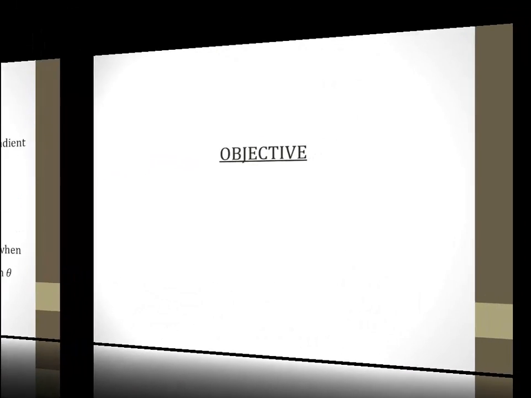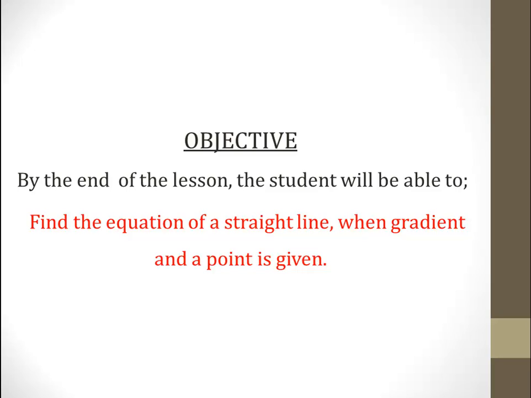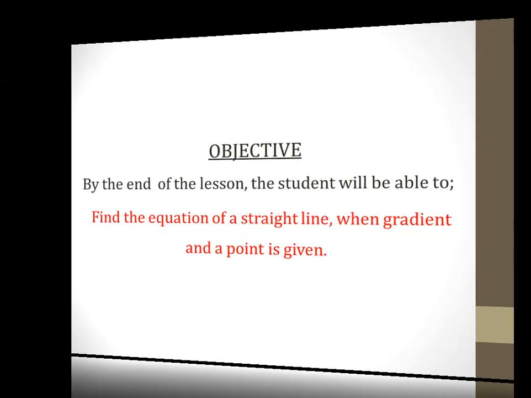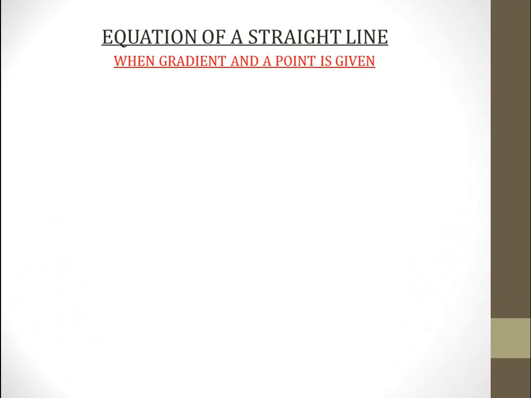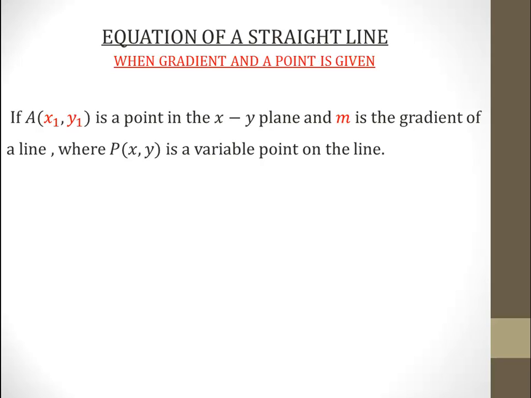Now to today's lesson objective. By the end of the lesson, the student will be able to find the equation of the straight line when a gradient and a point is given. Equation of a straight line when a gradient and a point is given. So if A, which is (x1, y1), is a point on the xy plane, and m is the gradient of a line, where P(x, y) is a variable point on the line.